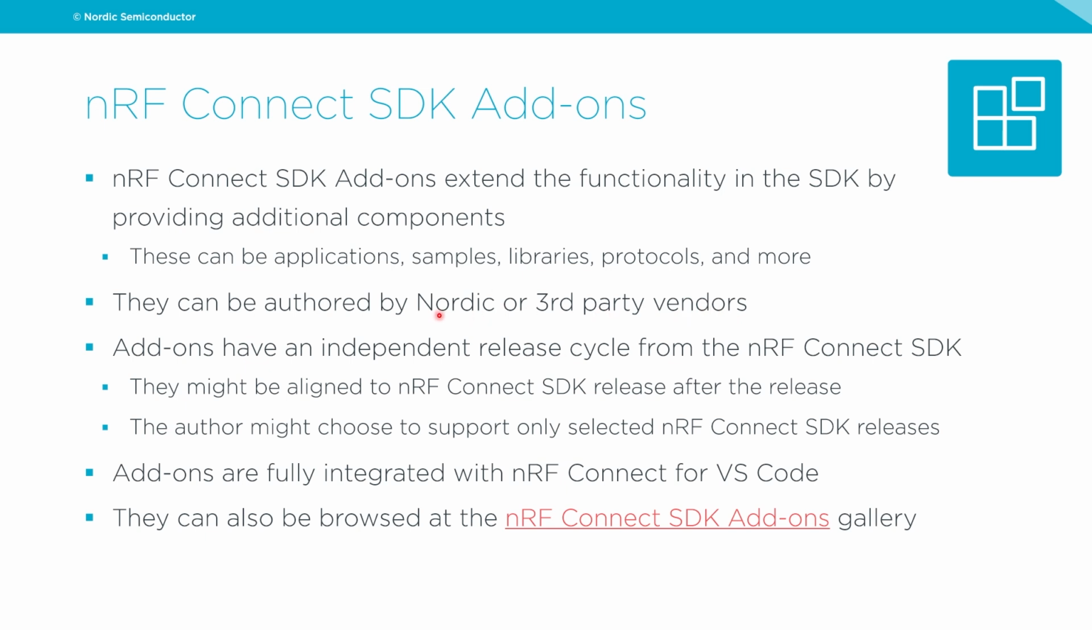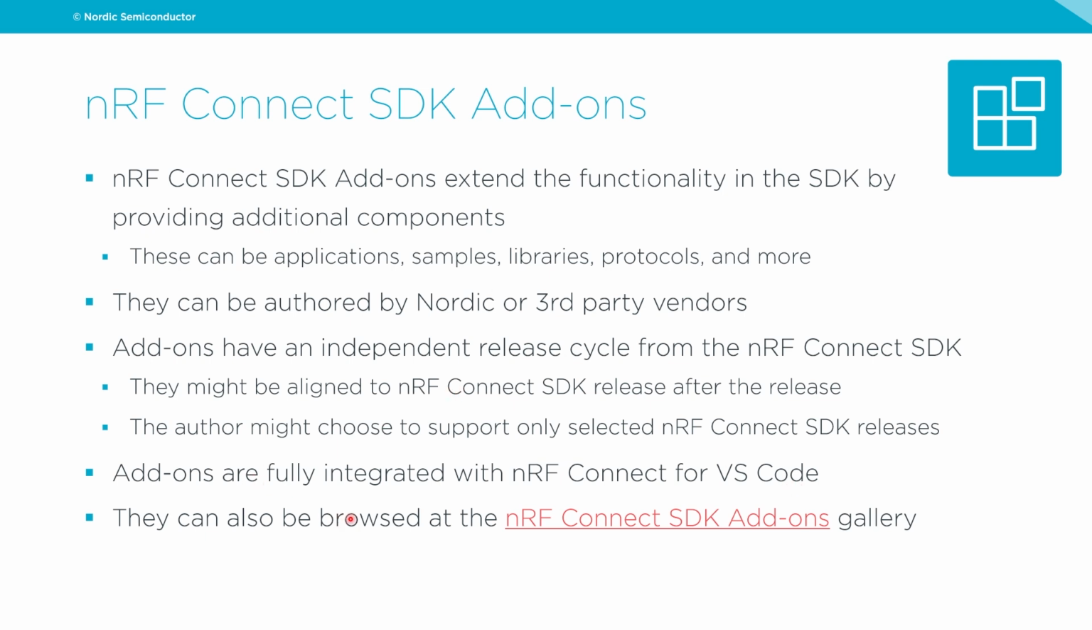And the key thing about add-ons is that they're not part of the SDK, they're outside the SDK, right? But you can build them, like if they're samples, you would build them as if you would build SDK samples. But the key thing is that they have an independent release cycle from the nRF Connect SDK. Depending on the add-on, they might be aligned, so they might be updated to the latest release shortly after there's been a new release. But the author might also choose to support only selected versions or selected releases of nRF Connect SDK. That will be indicated on the add-on itself, like which versions of nRF Connect SDK the add-on is compatible with. They are fully integrated with nRF Connect for VS Code, and I'll show you that on the next slide.